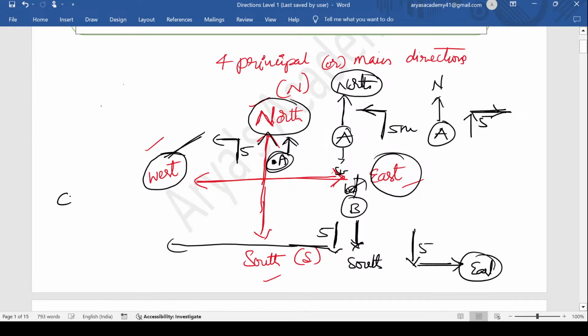Let us assume another person C. He is facing west direction.